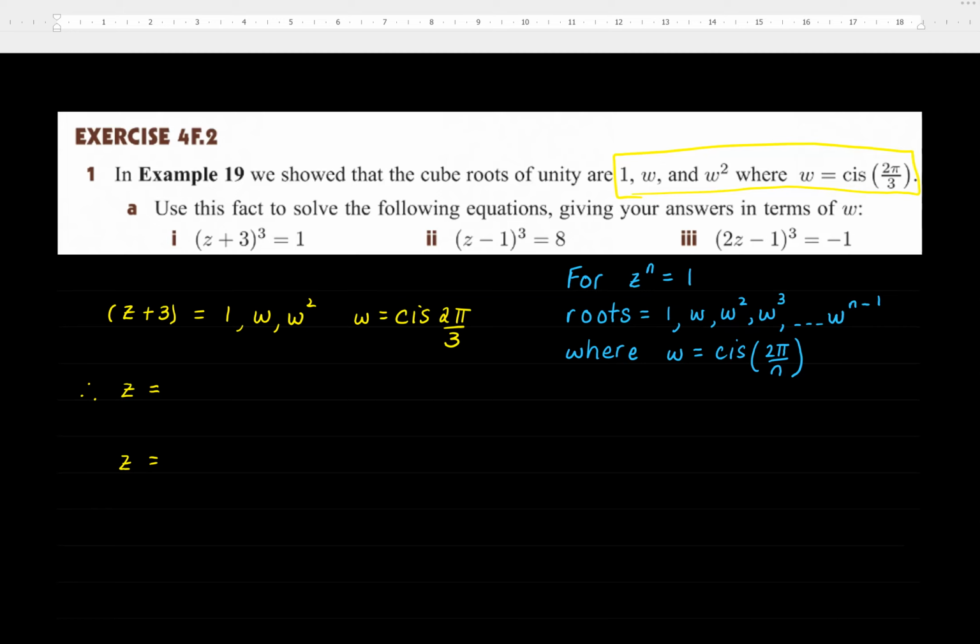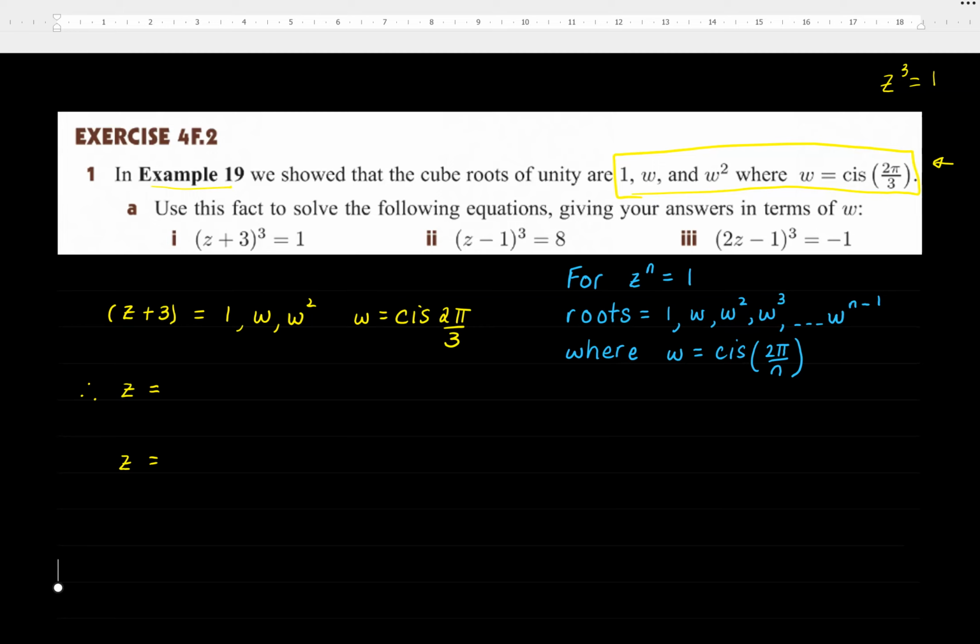So from the first bit, from example 19, they've established this little property here: if you've got z cubed equals 1, these are our zeros: 1, w, w squared, where w is cis 2 pi on 3. And we can extend that to say for any power of z, so z to the n equals 1, the roots would be 1, w, w squared, w cubed, all the way up to w to the n take 1.